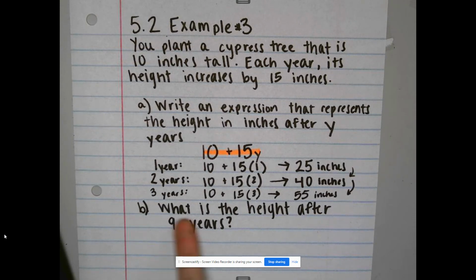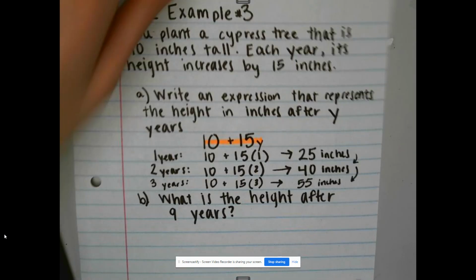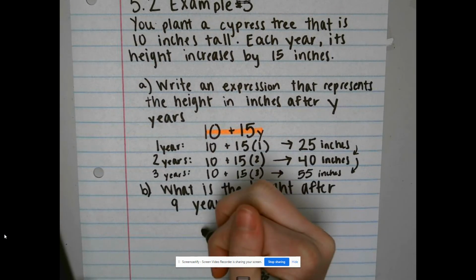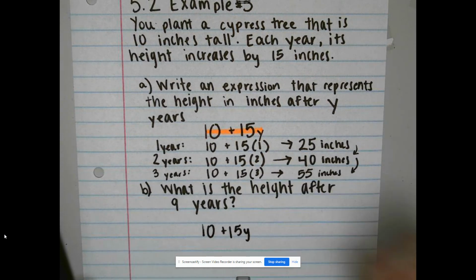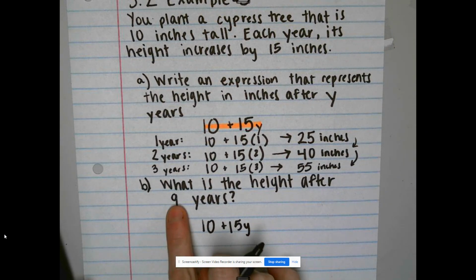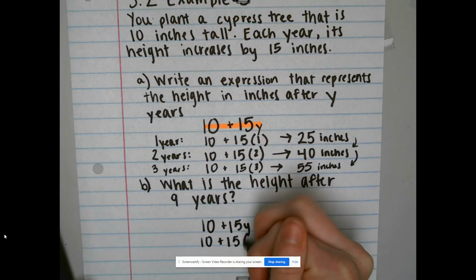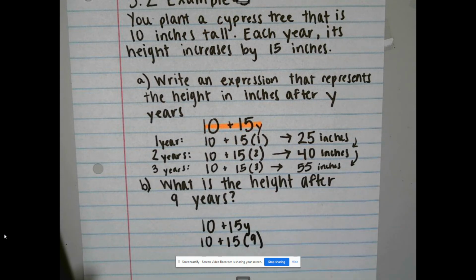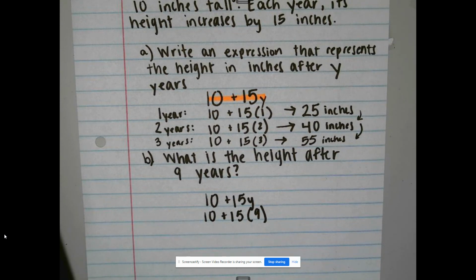So it says, what is the height after 9 years? I'm going to go ahead and move this up. And I'm going to start with my original expression, so 10 plus 15y. And the years is represented by this y here, right? So we're going to plug that 9 into the y. I'm going to get 10 plus 15 times 9. Again, we have to remember our PEMDAS rules or else we won't get the correct answer.